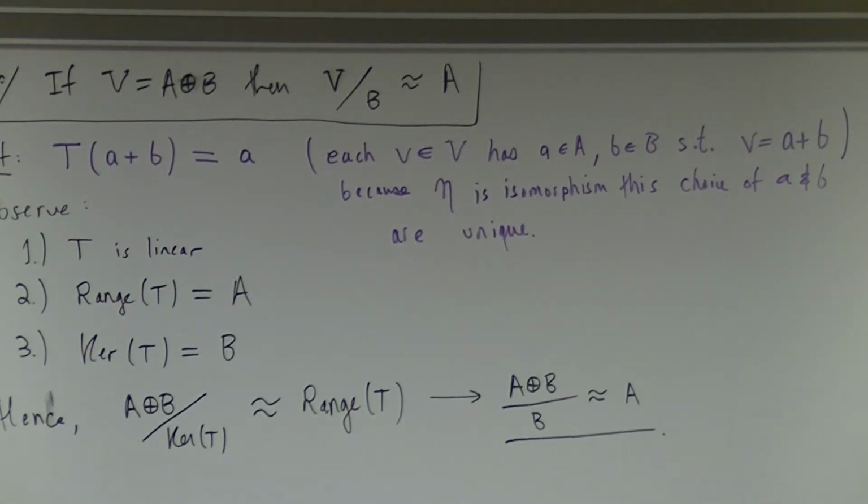So for me, as I try to understand the idea of a quotient space, most of my examples that I really understand nicely are very much tied to some particular direct sum decomposition of a space. This is a direct sum decomposition of V in terms of A and B.